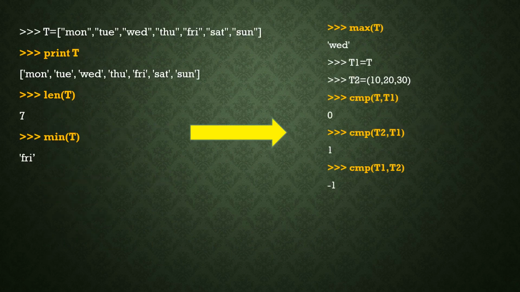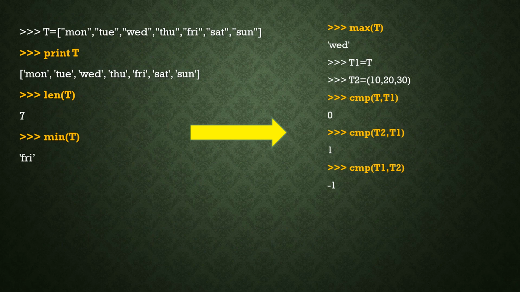Here tuple equal to Monday, Tuesday, Wednesday, Thursday, Friday, Saturday and Sunday. Here the tuples include string values. There are a total of 7 string values. So print T will display as it is. All the elements will be displayed within single quotes, but when inserting we can use single quotes, double quotes, or triple quotes, not a problem. So it will display as it is. Next, length of T will find the total number of elements in a tuple.